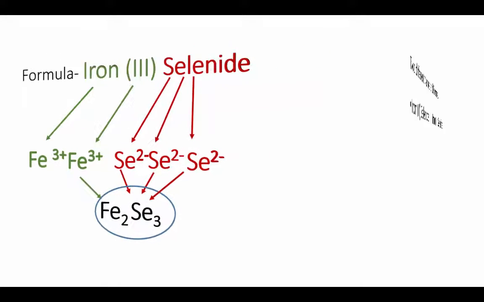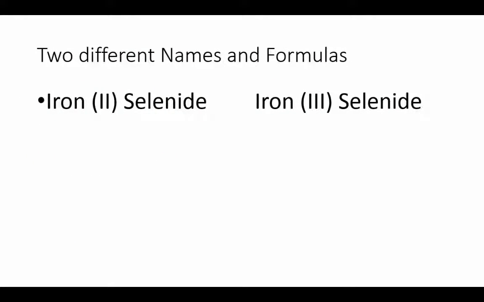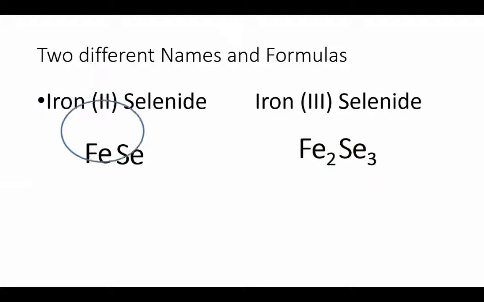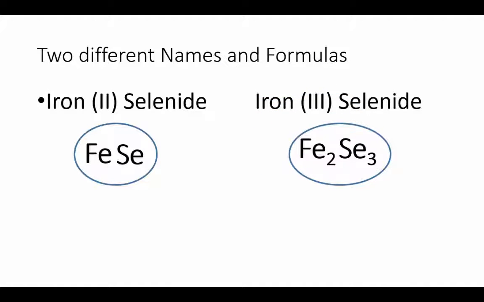So let's review what we've just looked at. Iron can have multiple charges, and so we need to indicate that by using a Roman numeral to tell us what the charge is. Iron with a +2 charge doesn't have the same formula as iron with a +3 charge, and so we have two different names, two different formulas.